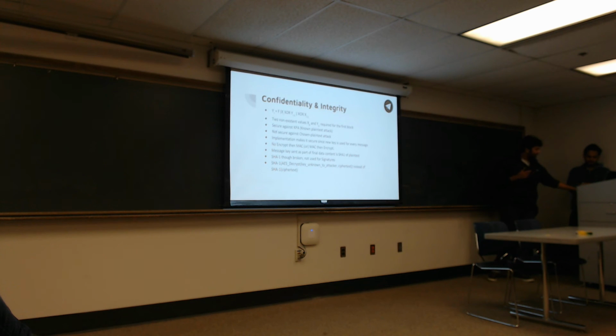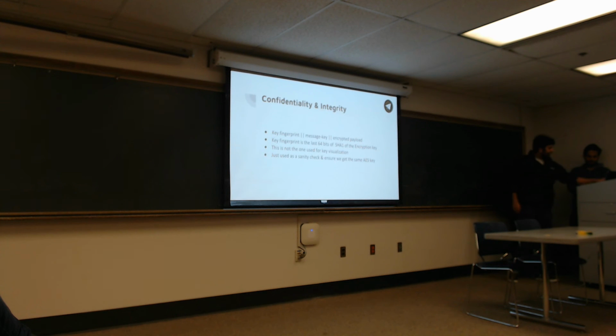And the message key is sent as part of the final payload, and that message key is again fed into the key derivation function to derive the AES keys. You can see it over here. And then finally, they have a key fingerprint in the client end-to-end encryption method. This fingerprint is not the one used for key visualization, like when you verify that both of us have actually arrived at the same symmetric key. This is just a sanity check to ensure that you have actually arrived at the same AES key and to avoid things like developer mistakes.